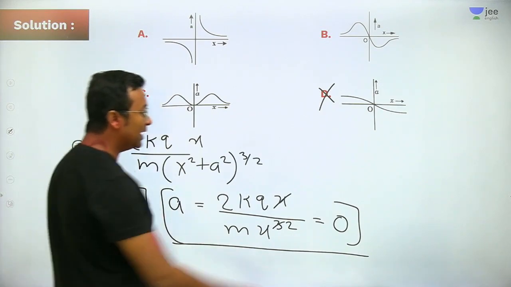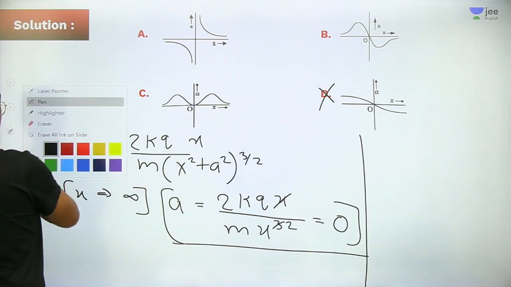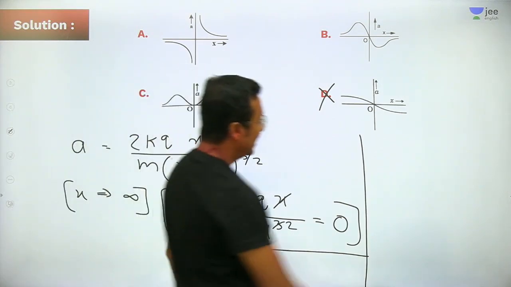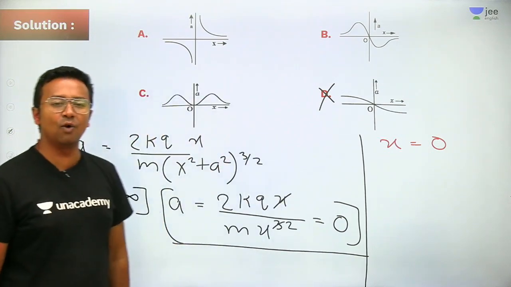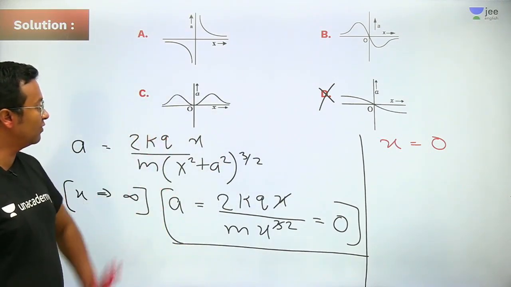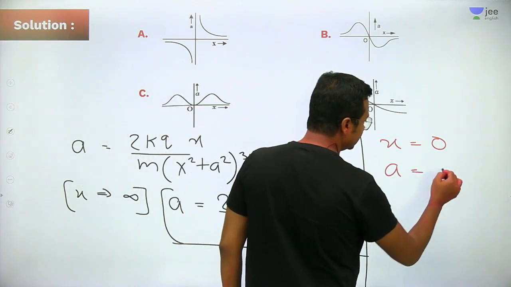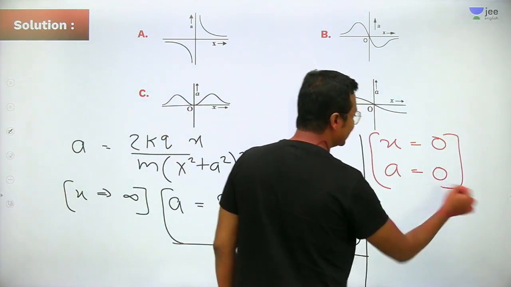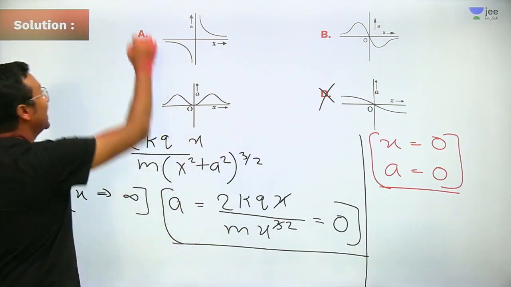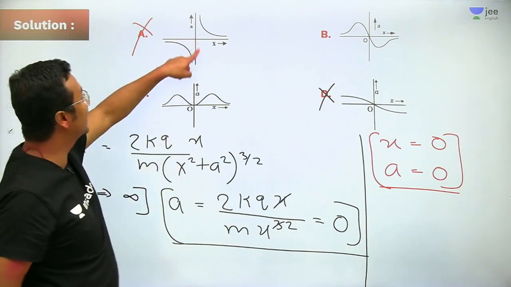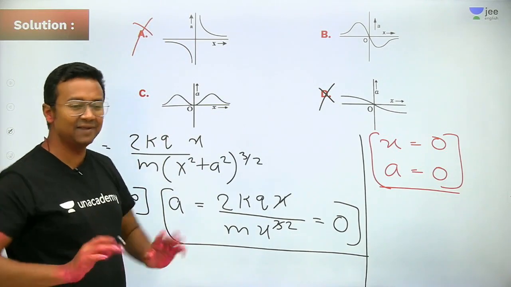Now let me look at the other boundary condition. Let me take x equal to 0 and see the value of acceleration. Put the value of x equals 0. What will you get as the value of acceleration? 0. Simple enough. Now if I take this as 0, my option A will also go because at x tends to 0, acceleration is infinite. So this is also gone, right?